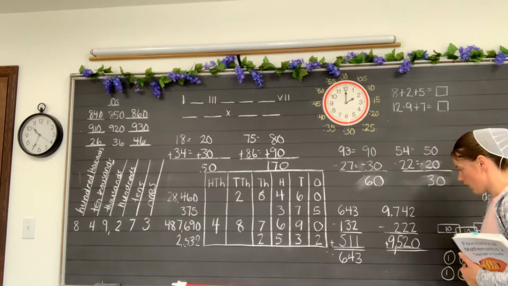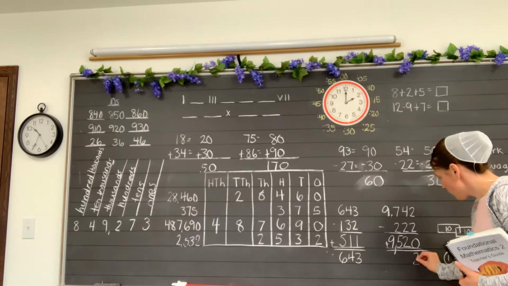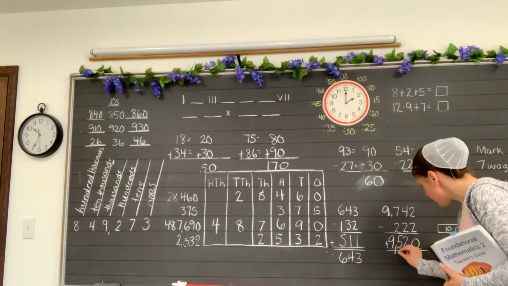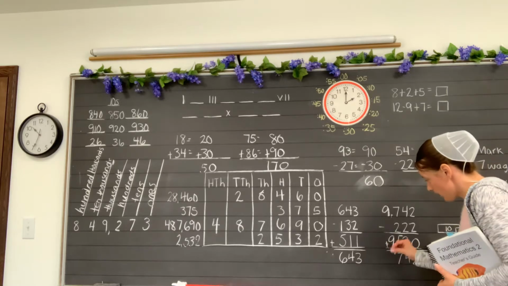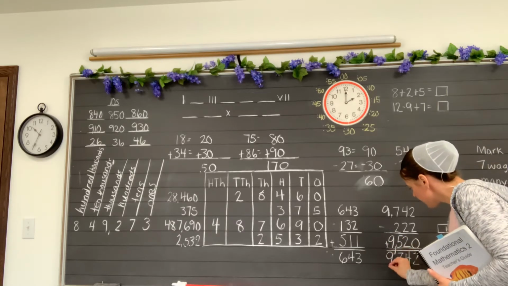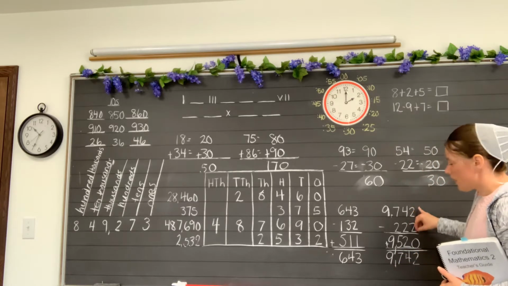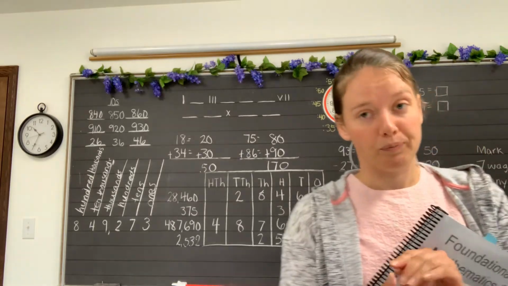Okay, so let's check now by addition. 2 plus 0 is 2. 2 plus 2 is 4. 2 plus 5 is 7. And then we have 0 plus nothing plus 9 is 9. So our answer is 9,742. And up here we have the same number. So apparently we are on the right track there.